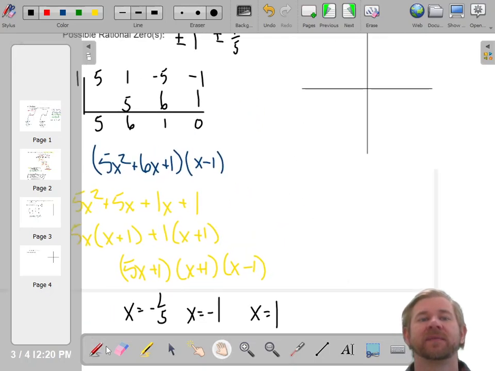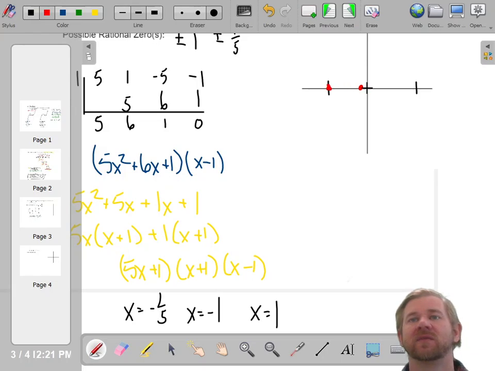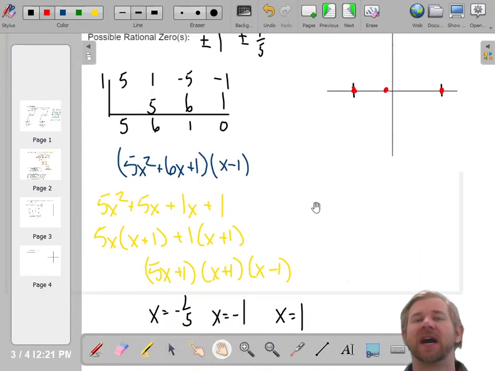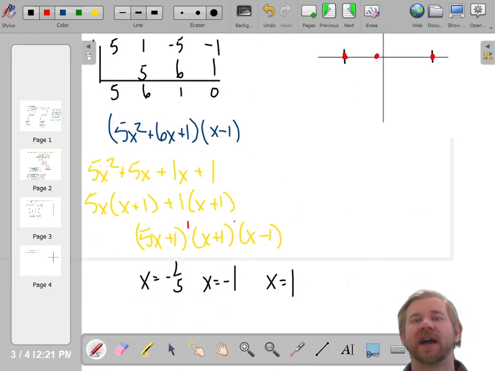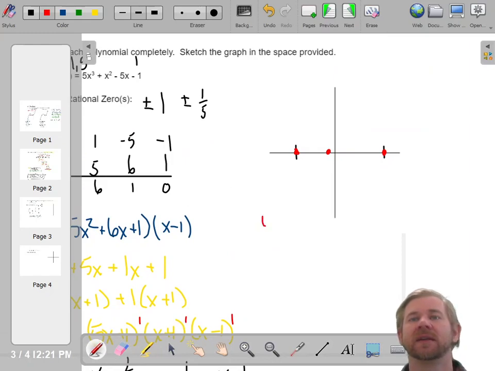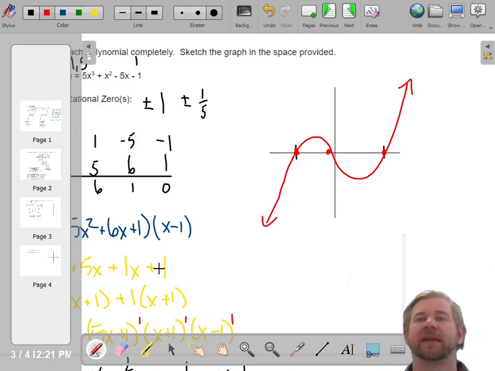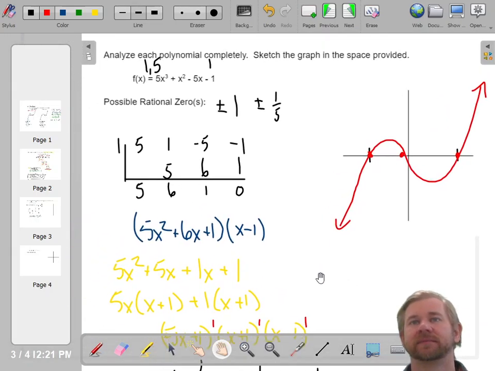So on my graph, I'll just do this. Negative 1/5 is about right there. Negative 1, positive 1. This thing is positive and odd, and all of the factors have an odd degree, so they're all pass-throughs. Positive, odd, easy. Turn around, boom, got it. That's it. That's the graph. The only thing that's tricky is knowing your rational zeros and hoping you get one that works.